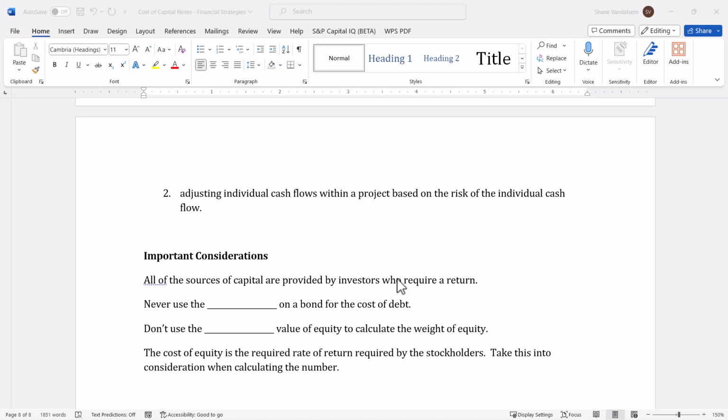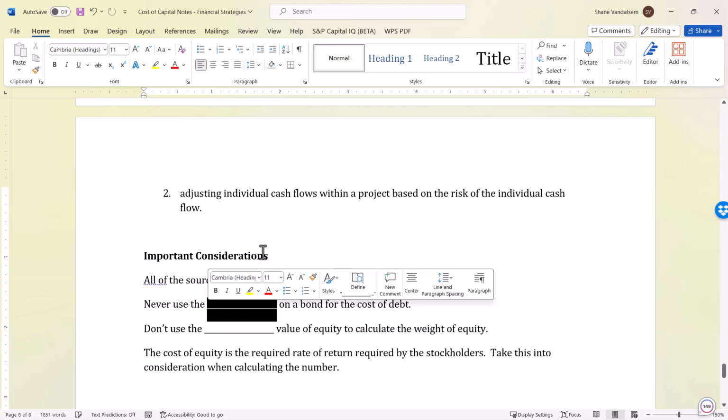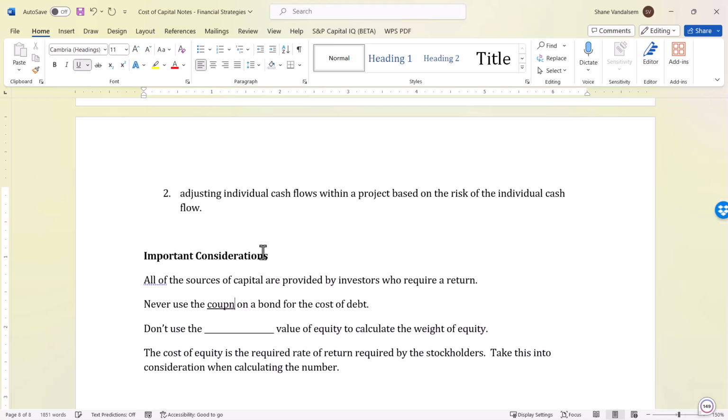So that's very important. A couple of things to consider and remember. For a bond, we use the yield to maturity on the bonds. We don't want to use the coupon rate. So don't use the coupon rate on a bond for the cost of debt, and don't use the book value of equity to calculate the weight of equity for the firm.